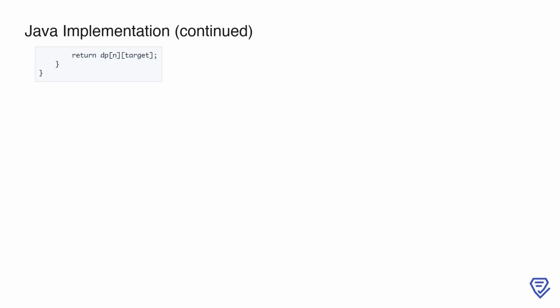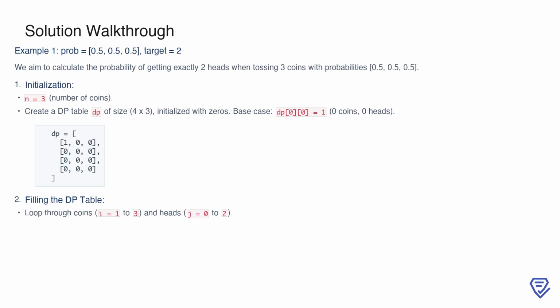To solve this problem, we need to calculate the probability of getting exactly 2 heads when tossing 3 coins, each with a probability of 0.5 for heads. We start by initializing a dynamic programming table, or DP table, where the dimensions are based on the number of coins and the target number of heads. Here, n is 3 since we have 3 coins. The table is initialized with zeros, except for the base case DP[0][0] equals 1, which represents the probability of having 0 heads with 0 coins.